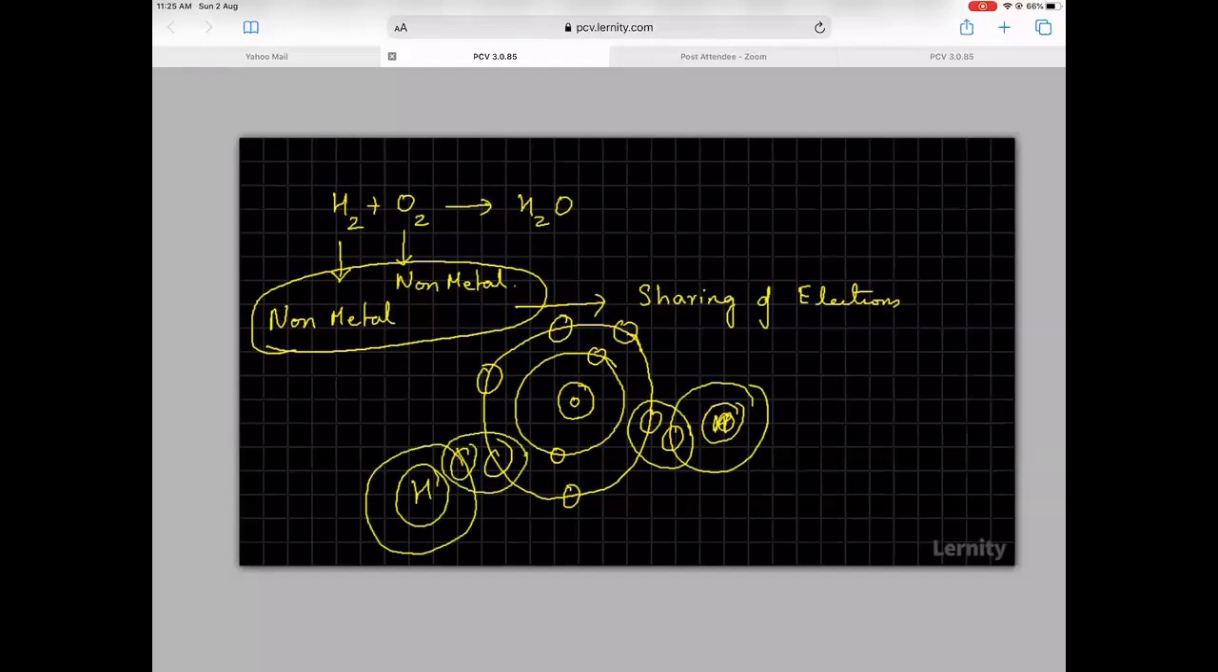So now hydrogen has 2. If you look at oxygen, it will have 1, 2, 3, 4, 5, 6, 7, 8. So now oxygen also has 8. Hydrogen has the nearest noble gas configuration. So they both are happy. Such a compound which is formed by sharing of electrons is called a covalent compound.